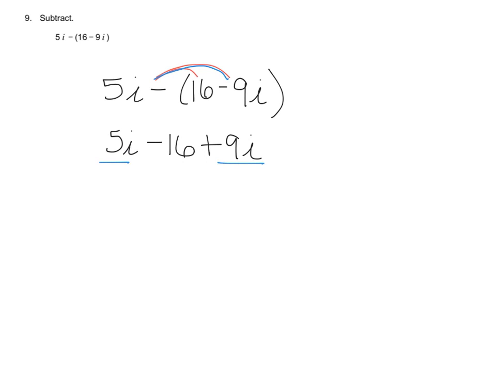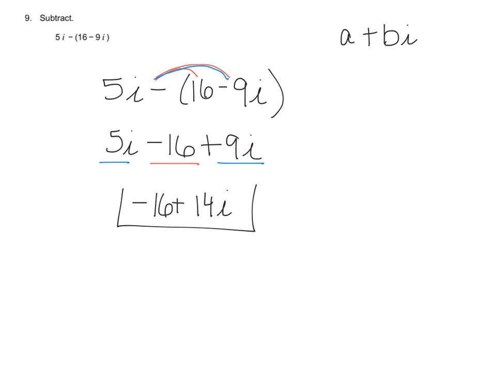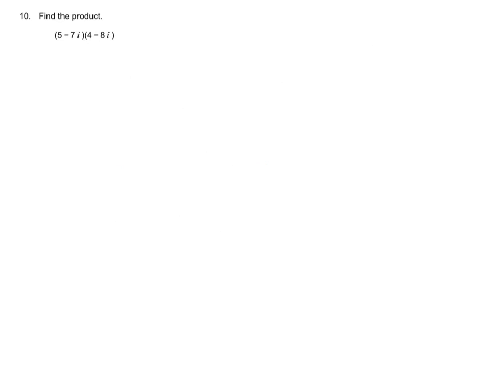Next, I'll combine the i terms. So I have 5i plus 9i, which gives me 14i. And then I have a constant term of -16. And I'll place that before the 14i because the correct form for writing complex numbers is a plus bi. So you always write your i term last. My answer is -16 plus 14i.